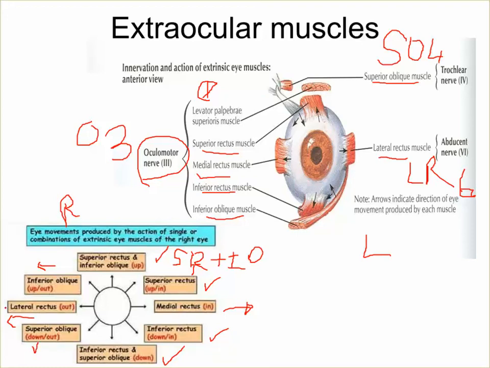So for example, if the lateral rectus, which is supplied by the abducens nerve, which helps in abduction, is going to be cut, if it is going to be affected, it will cause loss of abduction. So the eye will go for medial squint, or convergent squint.